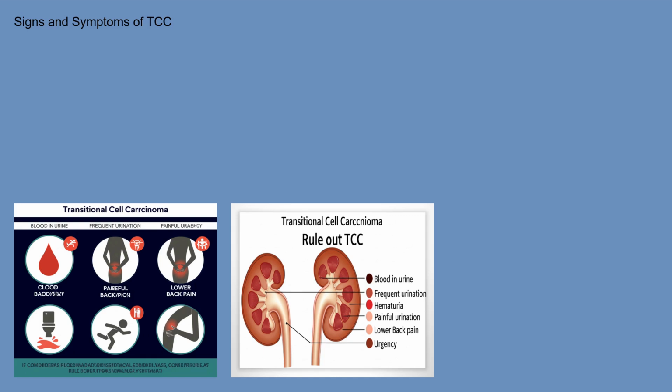The signs and symptoms of TCC can vary, but the most common is blood in the urine, also known as hematuria. This can be visible blood, making the urine appear pink, red, or even cola-colored, or it can be microscopic and only detected during a urine test. Other symptoms may include frequent urination, painful urination, a feeling of urgency to urinate, and lower back pain. It's important to note that these symptoms can also be caused by other conditions, but if you experience any of them, it's crucial to see a doctor to rule out TCC.